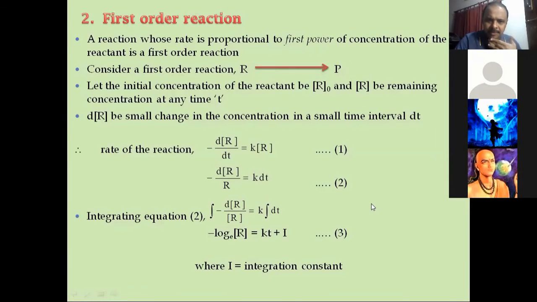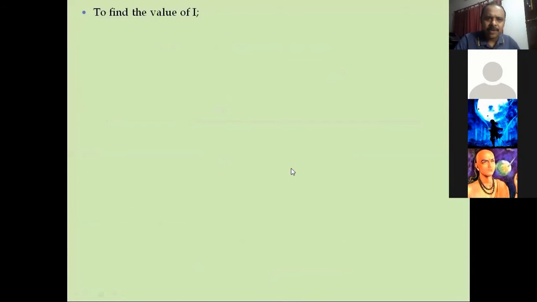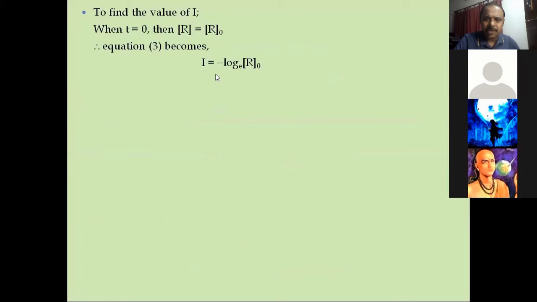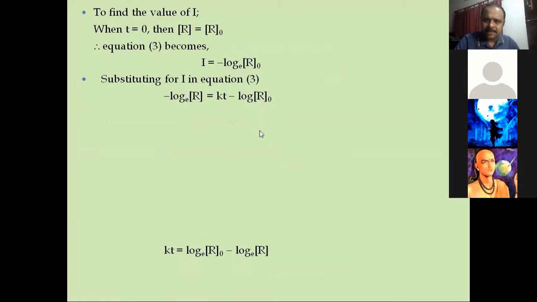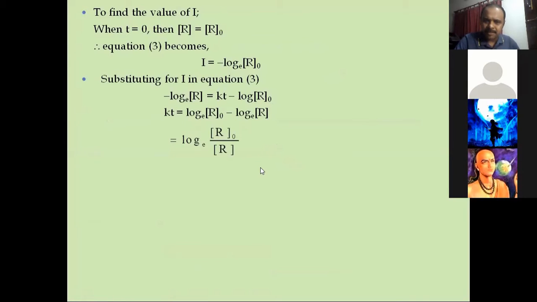So in the next slide, we are going to find the value of I using the initial condition. Equation 3, after substituting, becomes I value minus log R naught to base e. So substitute for I in equation 3. The equation 3 would become like this. Then transfer in terms of K. Now this is log to base e.